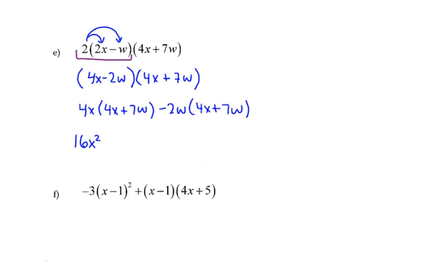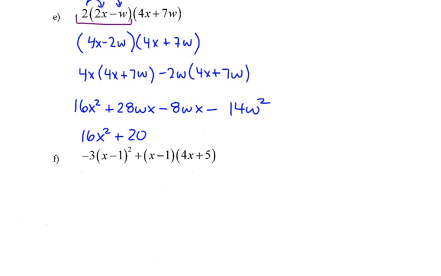Okay, are you writing it wx or xw? If it's alphabetical, it doesn't have to be. XW is fine, as long as you keep them all the same order. But if we do alphabetical, wx, 28wx, minus 8wx, plus, nope, minus 14w squared. And what does our final answer look like? What do we have to collect? 16x squared plus 20xw or wx minus 14w squared.